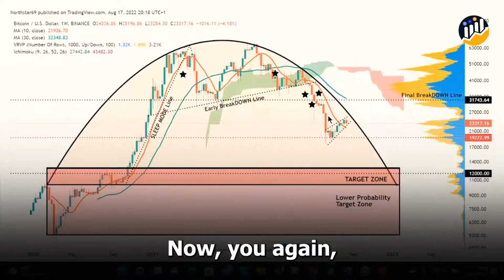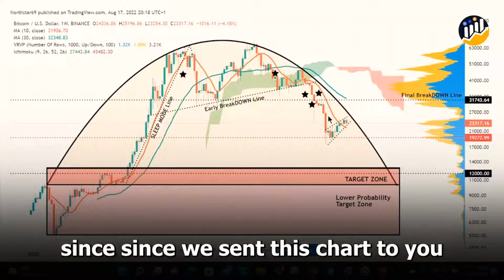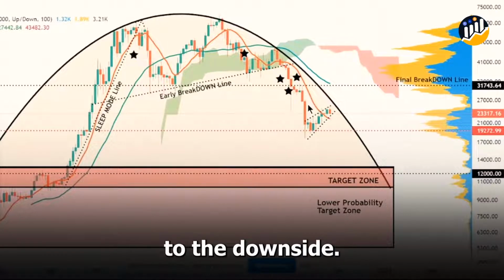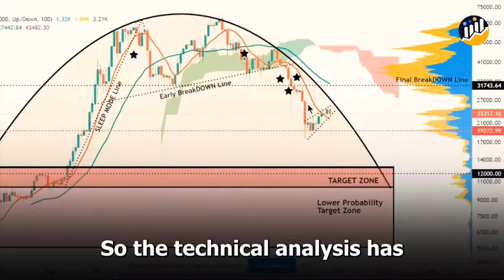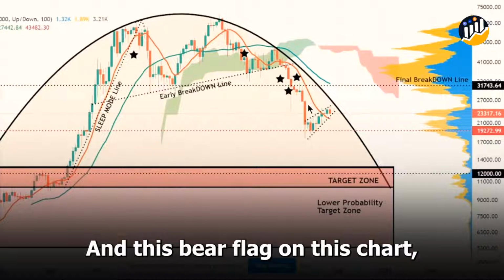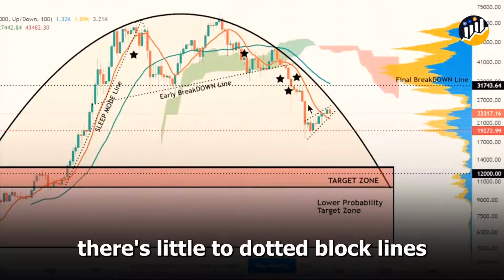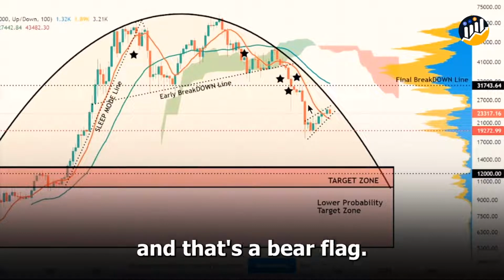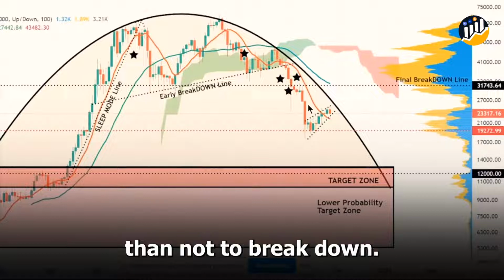Now, you don't need me to tell you what's happened since we sent this chart to you a couple of days ago to have a look at. This pattern has broken to the downside. So the technical analysis has given us a heads up of what was going to happen next. And this bear flag on this chart, those two little dotted black lines that are rising up, that's a bear flag, and that's telling us the price is more likely than not to break down.